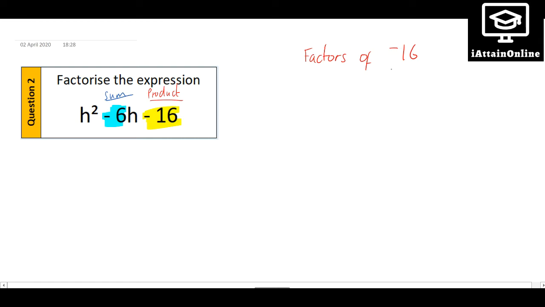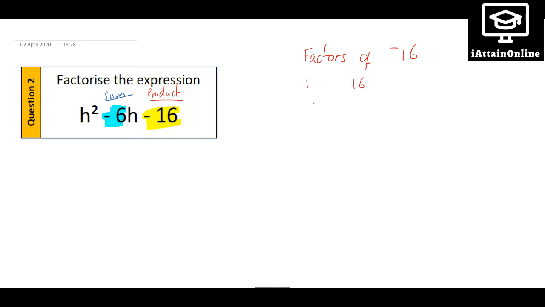Example 2, again I'm going to highlight the 2 numbers. I want a pair of numbers that give me a product, which is what we get when we multiply them together, of negative 16, and they have to have a sum of negative 6. So I'm always going to start by writing out, in this case, the factors of negative 16. It's so important to include that negative number. Now I'm going to worry about the negative in a second. I'm just going to start by thinking through what are the factors of 16.